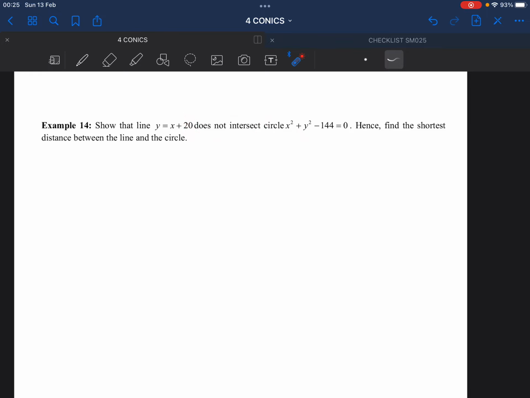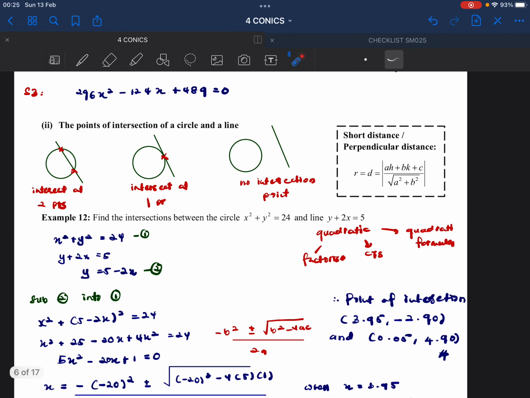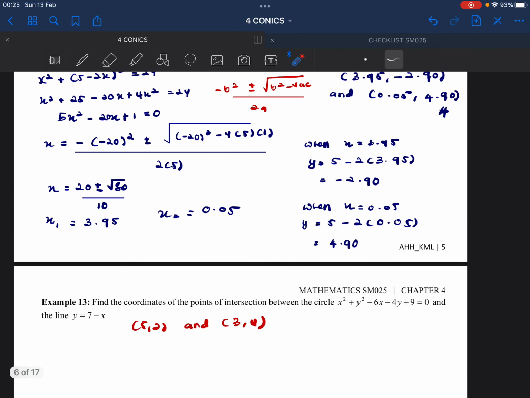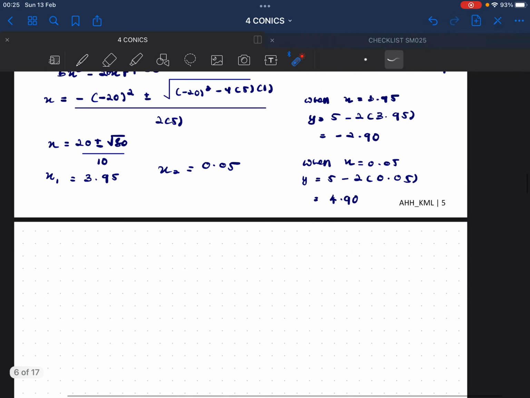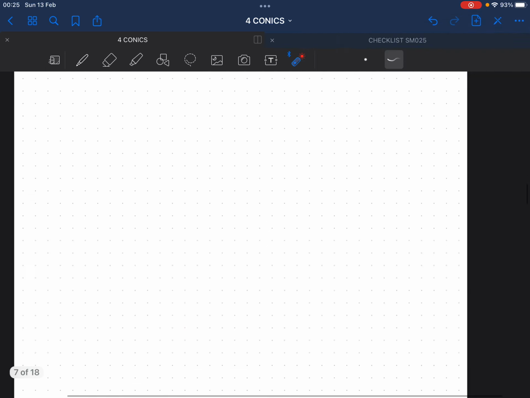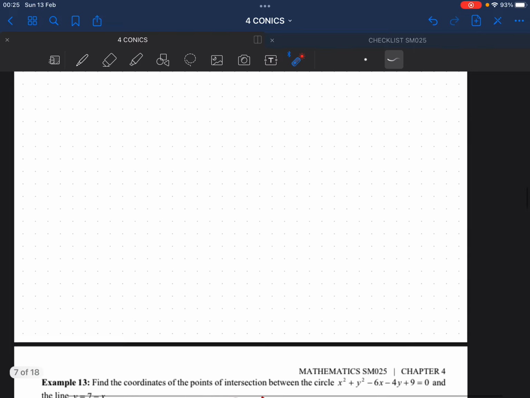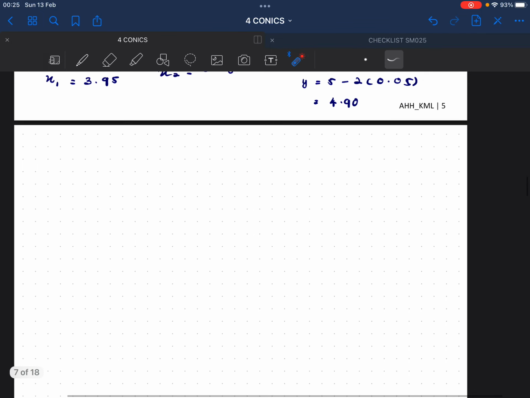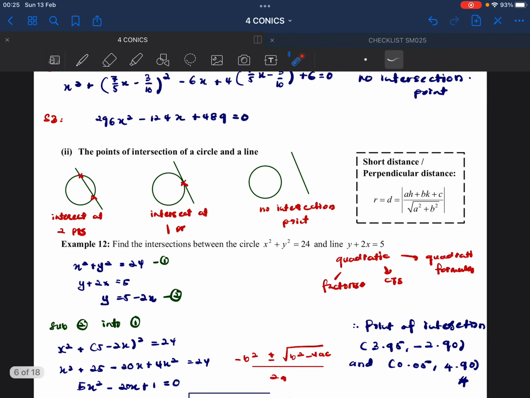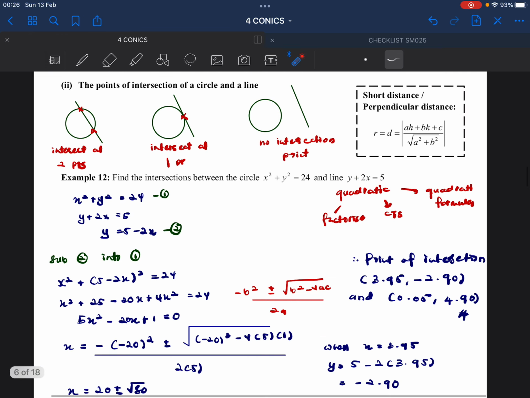So what we are going to do here, I'm going to write something. As you can see from the next question, find the shortest distance between the line and the circle. So what does it mean by that? Let's go straight here. As you can see in the box, shortest distance or perpendicular distance. What does it mean by that?